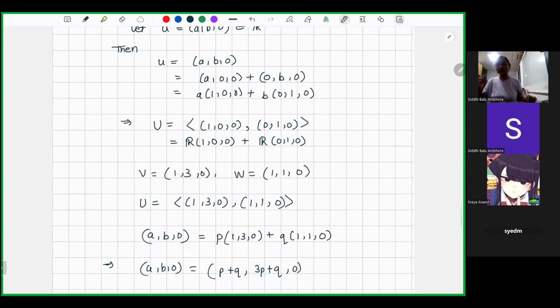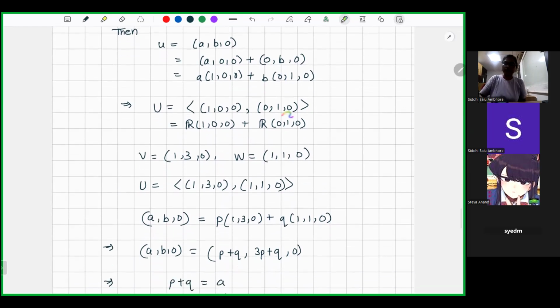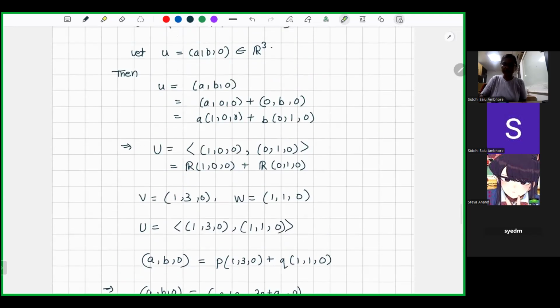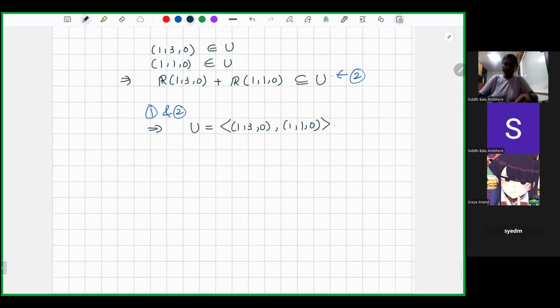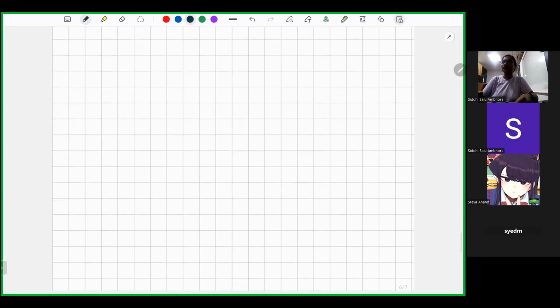But understand that the generators of a vector space need not be unique. We can have multiple different sets which generate my subspace, and that's what we did. We saw that this set generates my vector subspace U. Along with that, we also saw that there is a different system of generators which generates my U. For example, (1, 3, 0) and (1, 1, 0) generate my subspace U. This was what we did so far. If there are any doubts, please let me know. Otherwise, we will move to the next question.